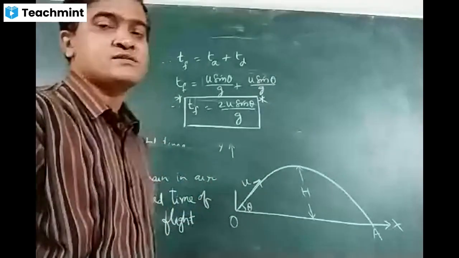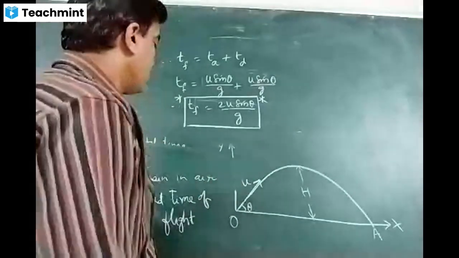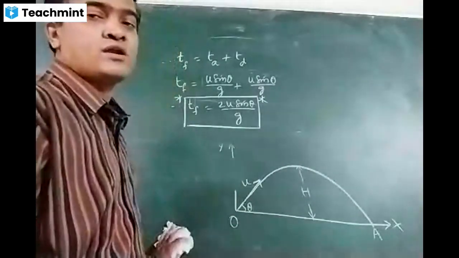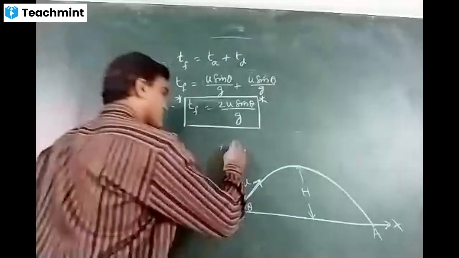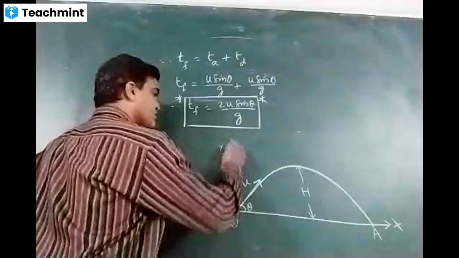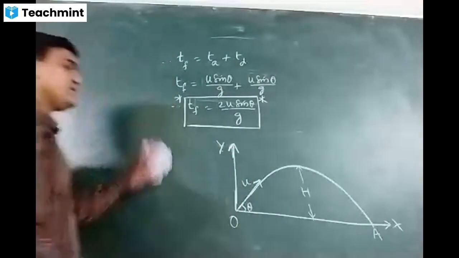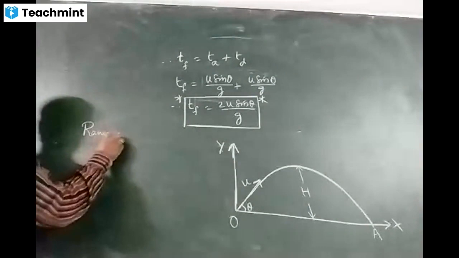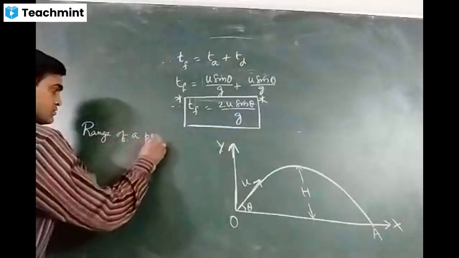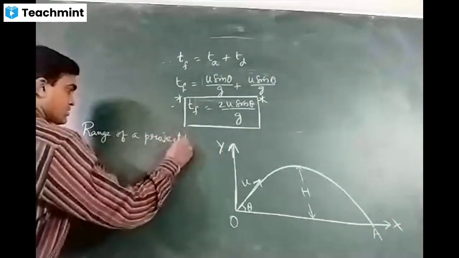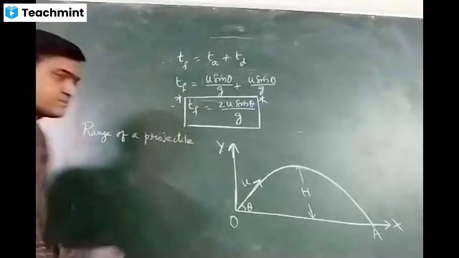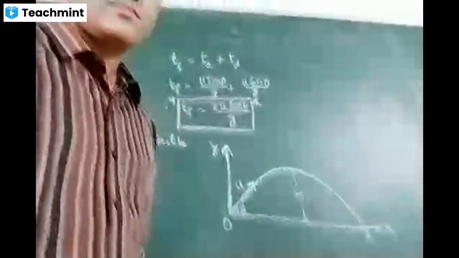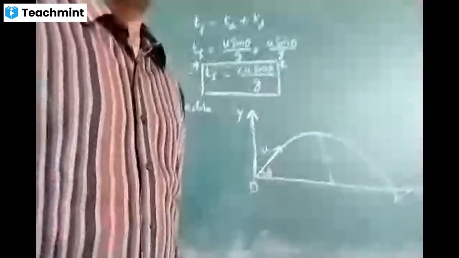Then we have calculated time of flight, and let us discuss one more, which is very important, called range of a projectile. Let me denote. Sir, range means highest minus lowest, na sir? Sir, range means highest minus lowest, na sir? Which one?